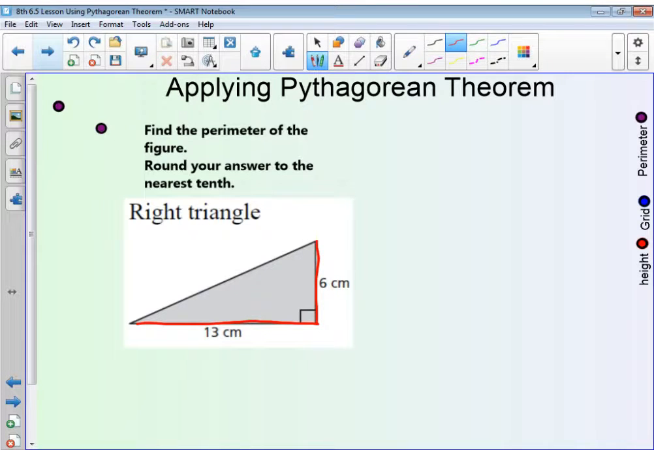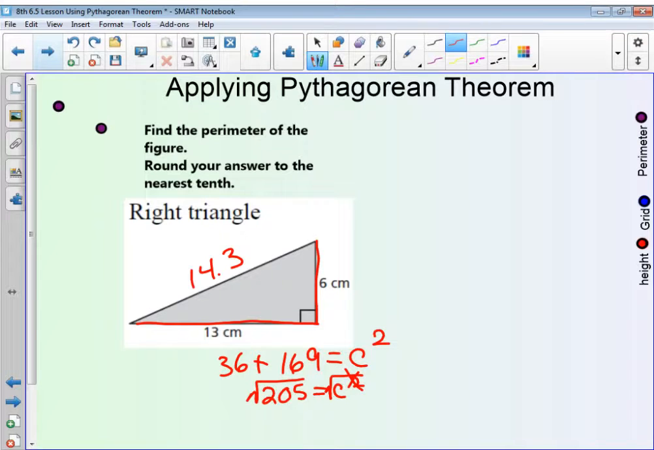Okay, so 6 squared is 36 plus b squared, 13 squared, gives me 169. That leaves me with c squared. So 169 plus 36 gives me 205 equals c squared. And then to get rid of the squared, we're going to do the square root. So that's gone. So the square root of 205 gives me 14.3.